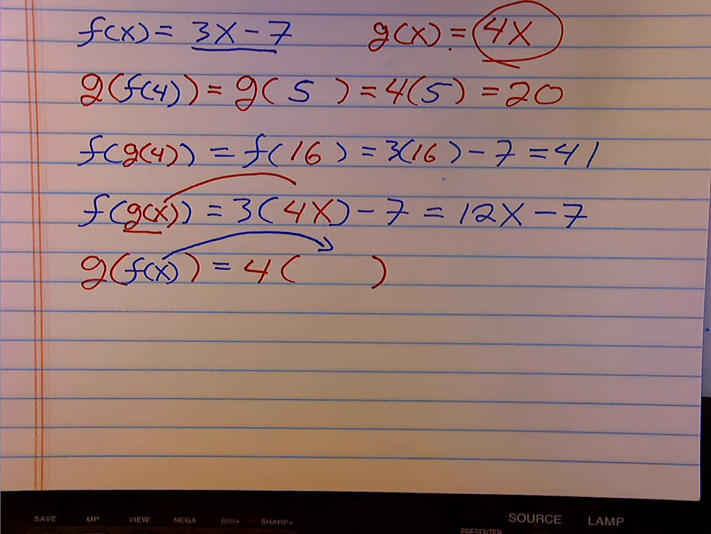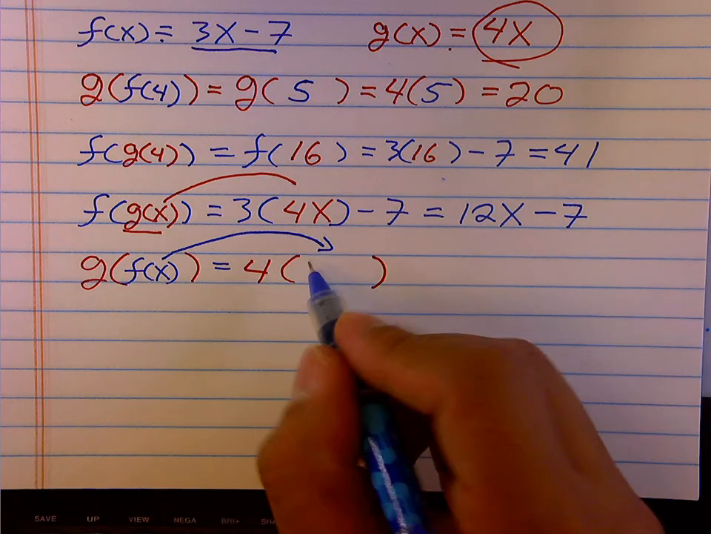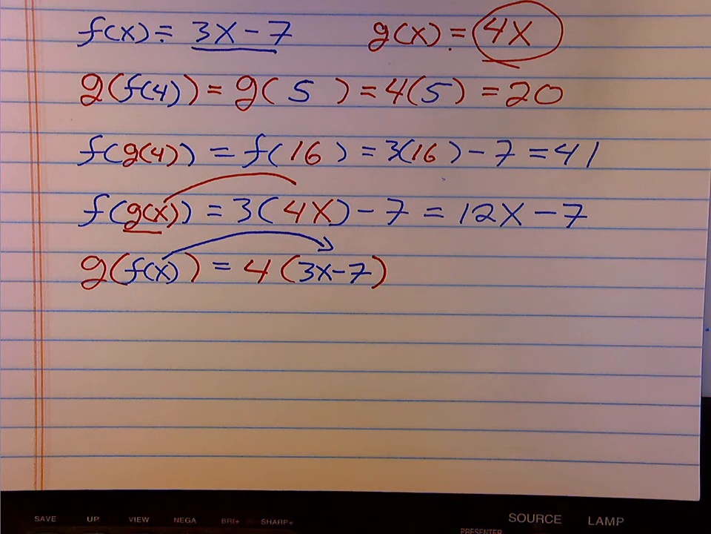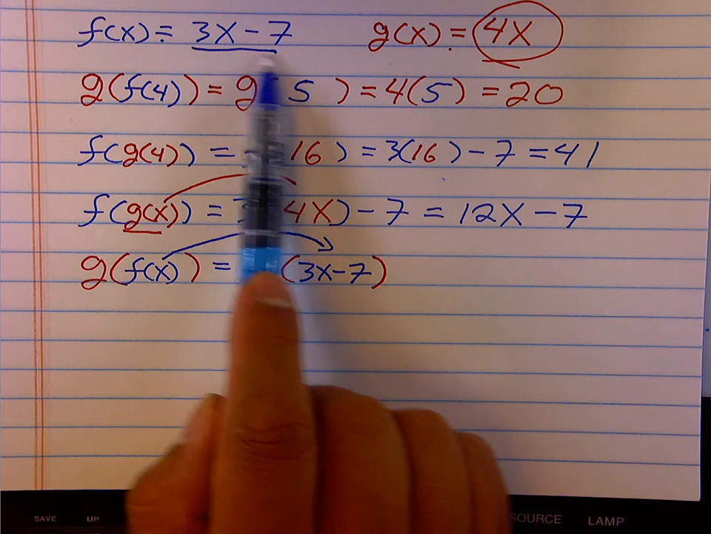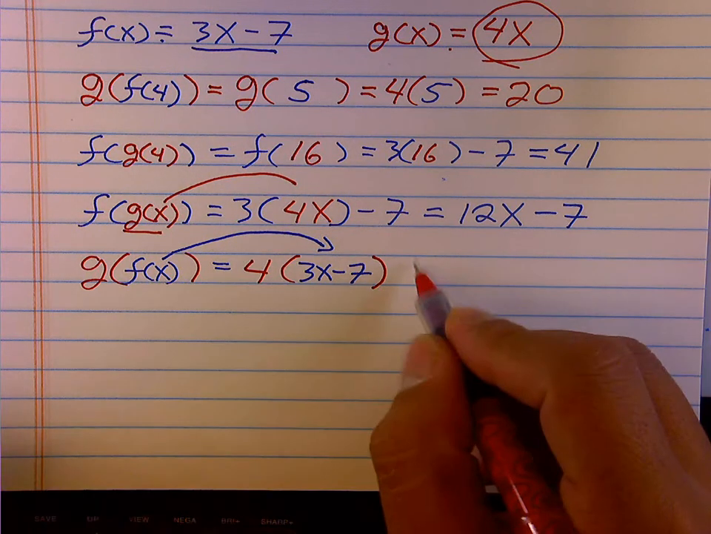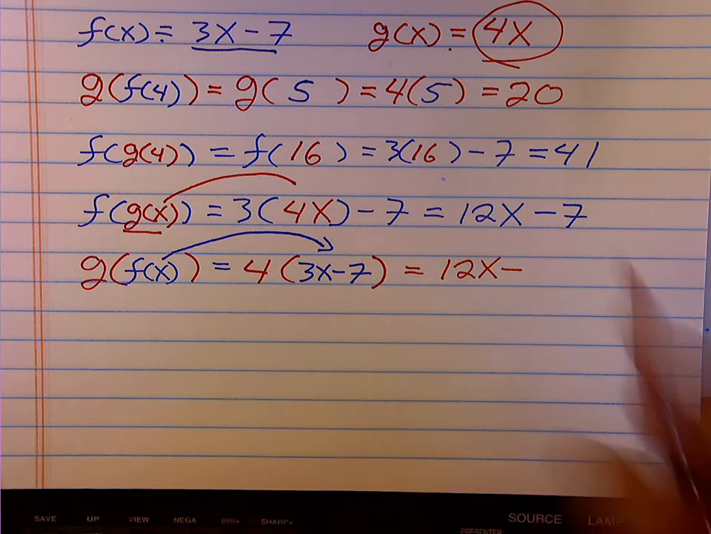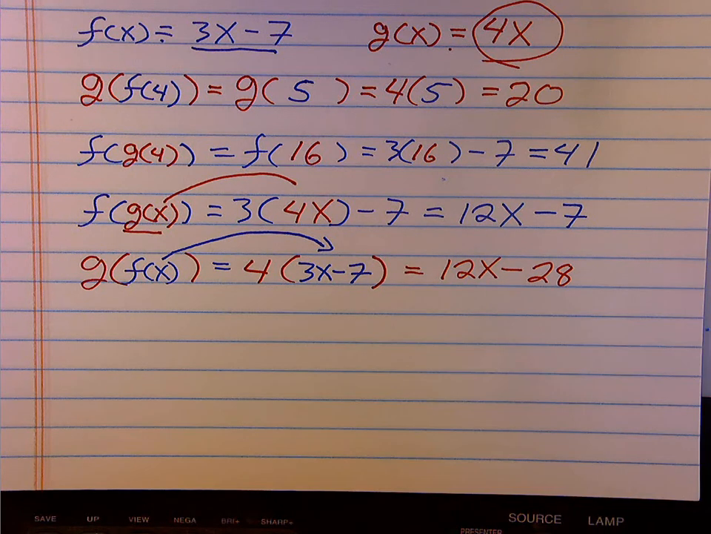But what is the output of f of x? The output of f of x is 3x minus 7. And again, you need to learn to read the formulas, because this is exactly how this reads. The output of f of x is 3x minus 7. Now I'm going to simplify it. And I get 12x minus 28.